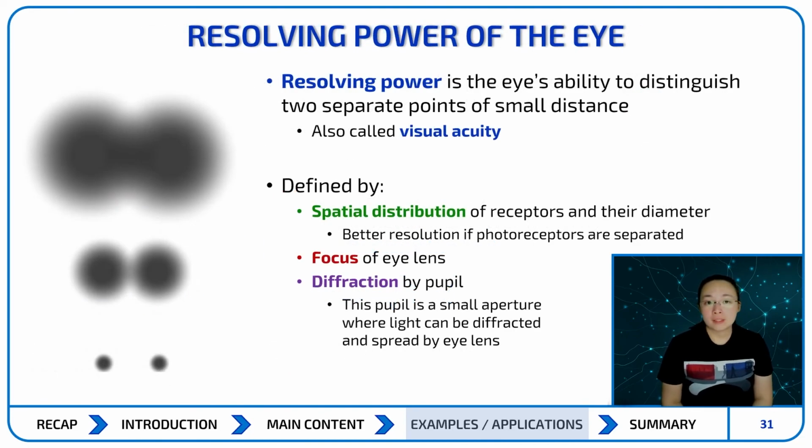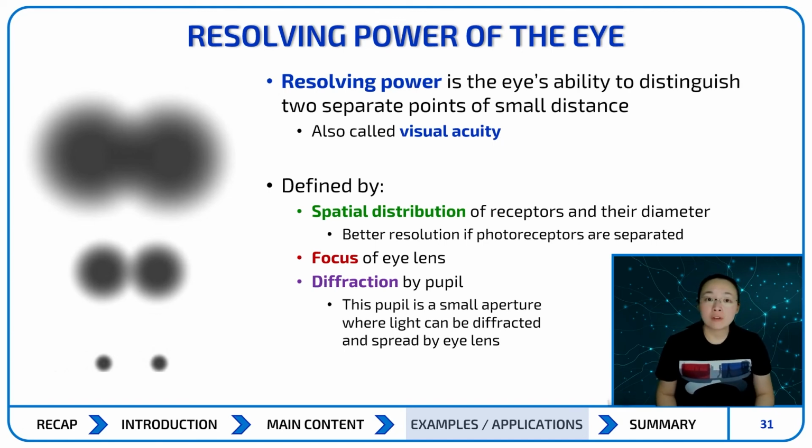So the last two parts really have to do with how we can resolve things with our eye. What are our limits of resolution and what can limit our resolution? The resolving power is the eye's ability to distinguish two separate points of small distance. So how close can two things be before they become one to our vision? The better you can see this, the better your visual acuity.